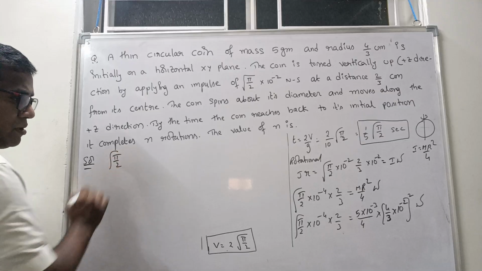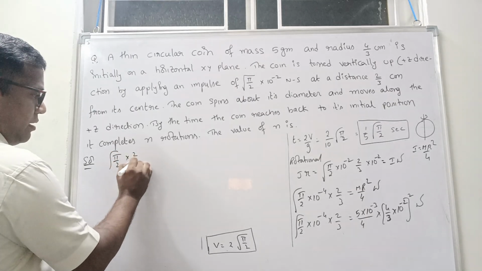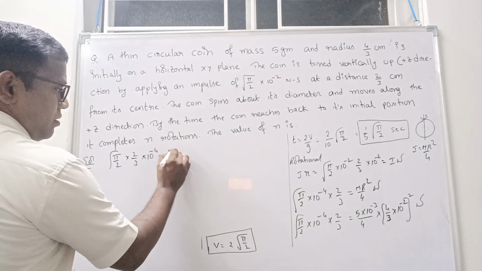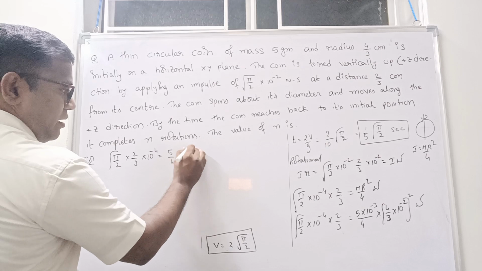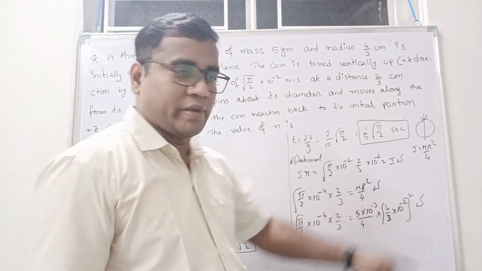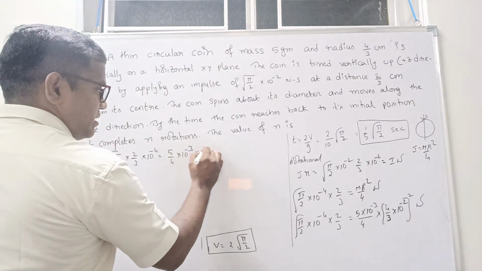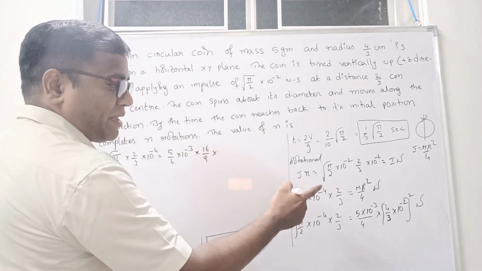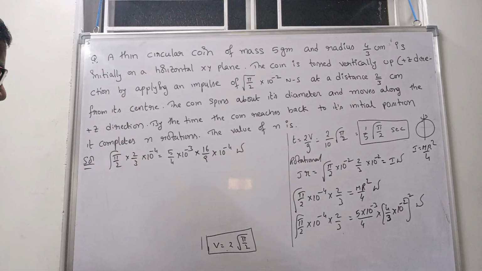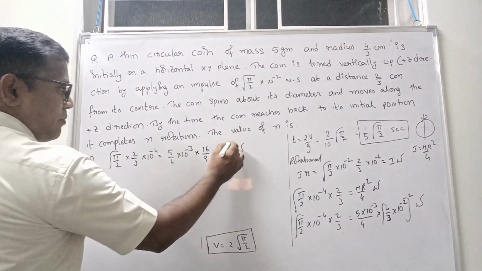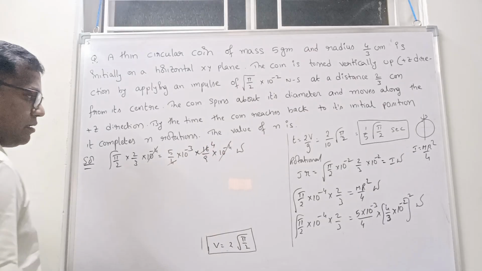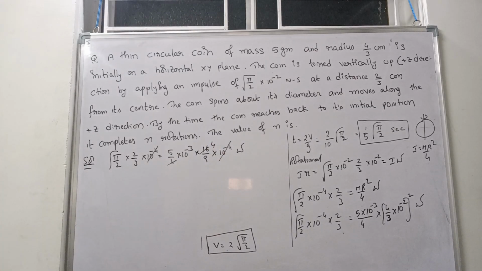Pi by 2 under root into 2 by 3 into 10 power minus 4, which is equal to 5 by 4 into 10 power minus 3. And again here 4 by 3 whole square. 4 by 3 whole square means 16 by 9 into 10 power minus 2 whole square. So 10 power minus 4 into omega. Here 10 power minus 4 and 10 power minus 4 cancel, and the 4s get cancelled, right? So I will write again here, just see.